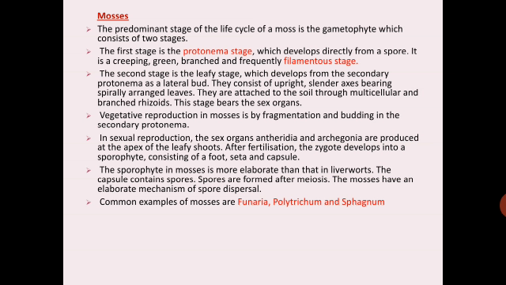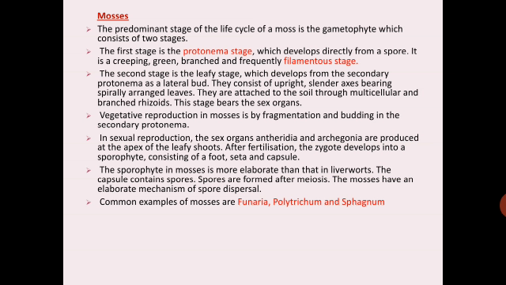The second stage is the leafy stage, which develops from the secondary protonema as a lateral bud. They consist of an upright, slender axis bearing spirally arranged leaves. They are attached to the soil through multicellular and branched rhizoids, which function as roots. So by means of rhizoids they are attached to the substratum, and the leaves are spirally arranged. This stage bears the sex organs.